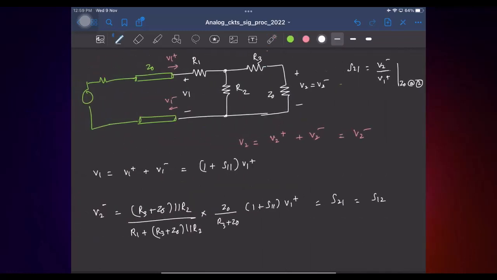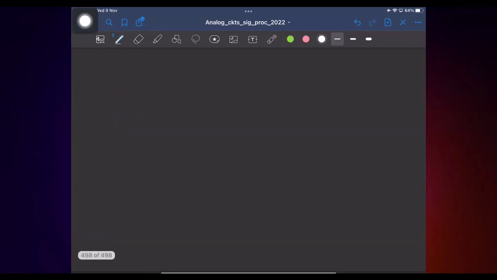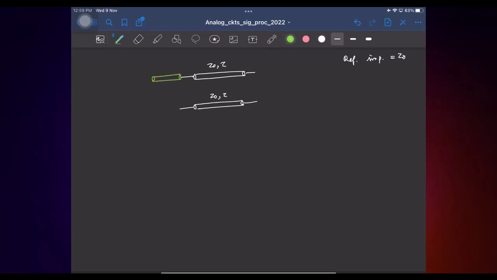Okay, so let me do one more example. Let's say this time the network is a transmission line. Its characteristic impedance is the same as the reference impedance, right? In all these cases, the reference impedance is Z0. So this is the two port we have. Again, now we'll have a cable. This is the external cable that we'll be using.